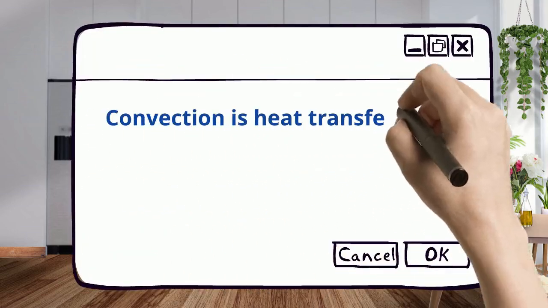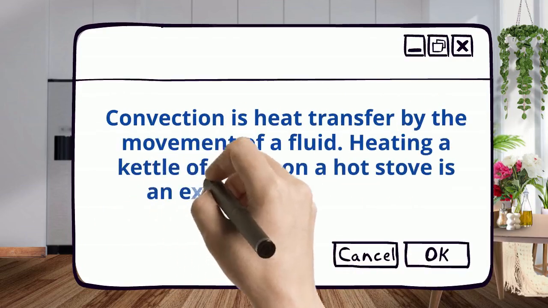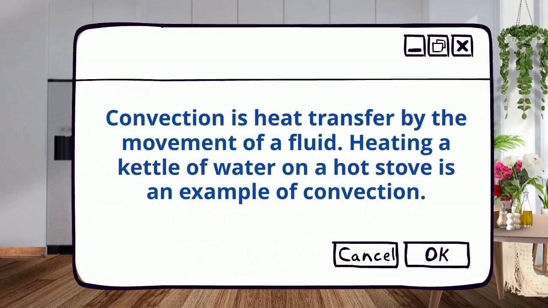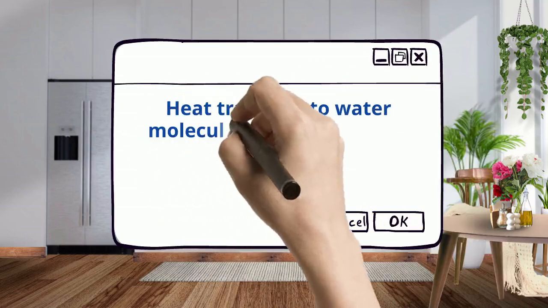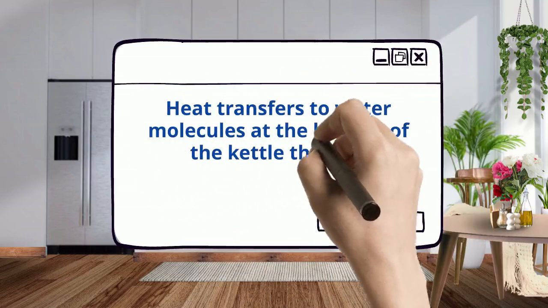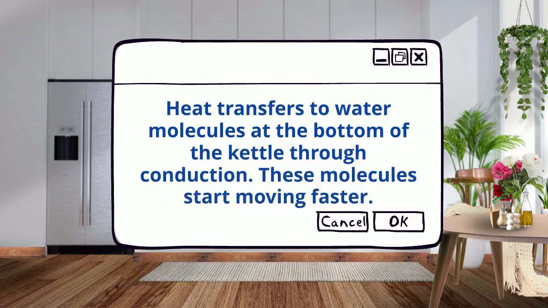Convection is heat transfer by the movement of a fluid. Heating a kettle of water on a hot stove is an example of convection. Heat is transferred to water molecules at the bottom of the kettle through conduction. These molecules start moving faster.